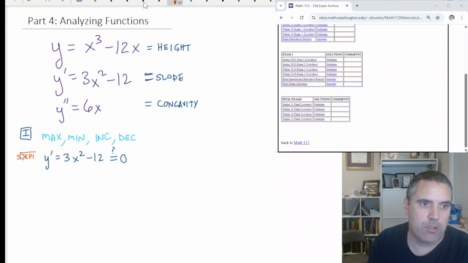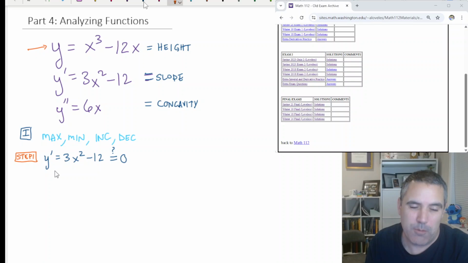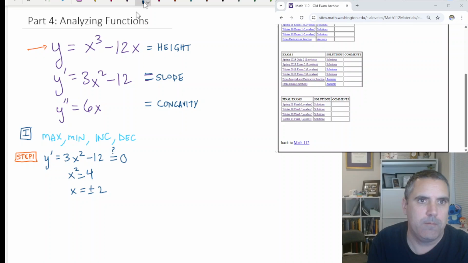I say step 0 is understand what the question's asking and identify what it's talking about. So if this is our original function, whatever it is we're studying, and you're asked about the max, min, increasing, decreasing, we take the derivative and set it equal to 0 and solve. So I'll illustrate this. X squared is 4, and that means x is plus or minus 2. Done. Okay, so then let's go.